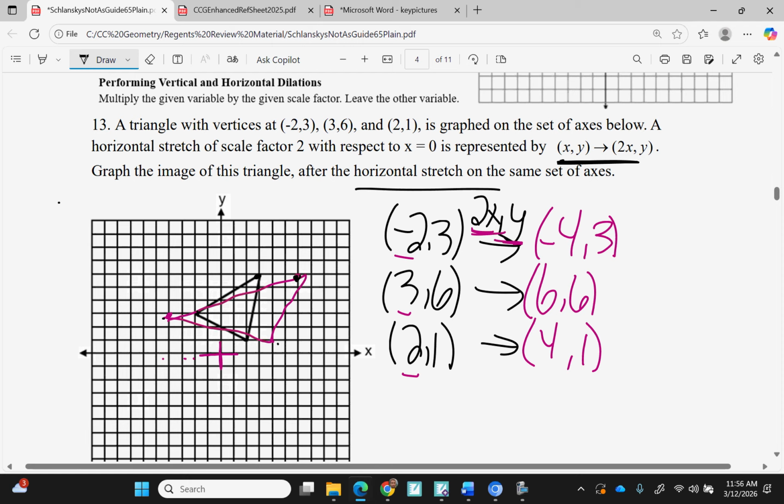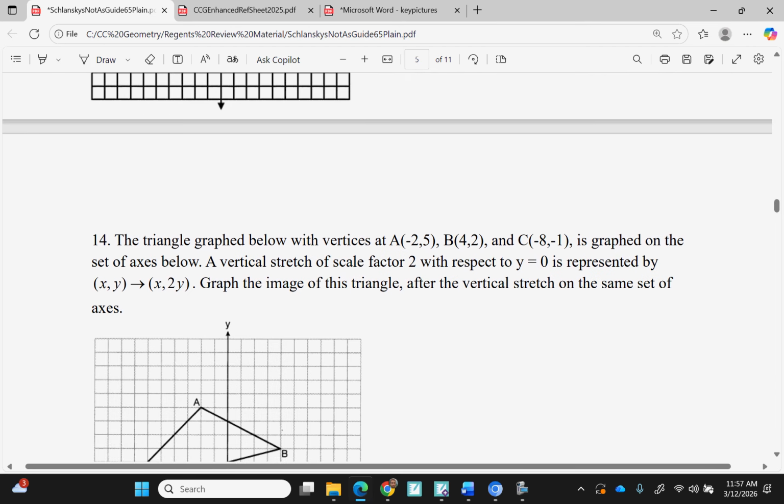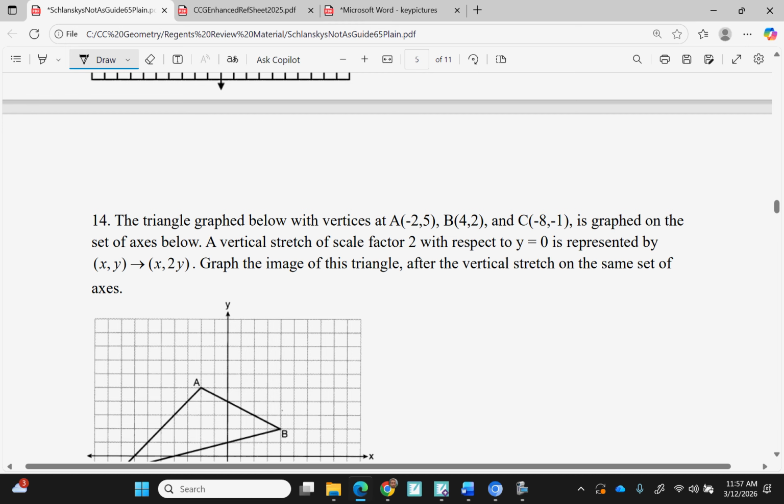This problem is saying it's a horizontal stretch, but the previous question had you identify it. You need to go both directions. If it gives you a rule, you just apply the rule. In this case, multiply the x by 2, keep the y the same. Here, it says keep the x the same, multiply the y by 2. So I keep the x the same, I'd multiply the y by 2. Whatever it says to do, you do.